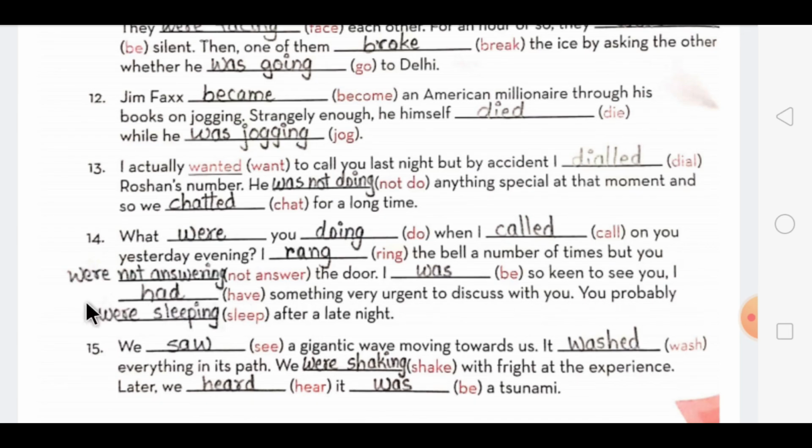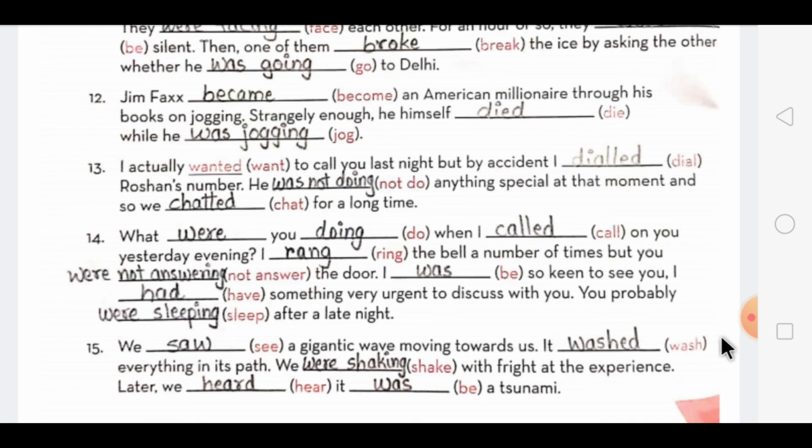So probably you were probably sleeping after a late night. Again this was happening for a long period, so we used past continuous tense. Now students, the last sentence is, we saw a gigantic wave moving towards us. Means this is for a short period, so we used V2 form over here.